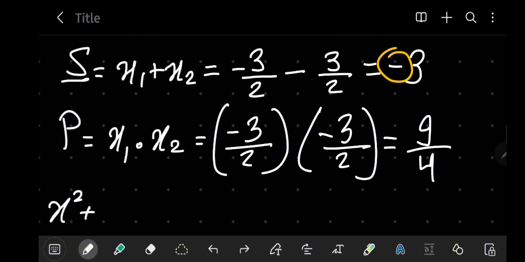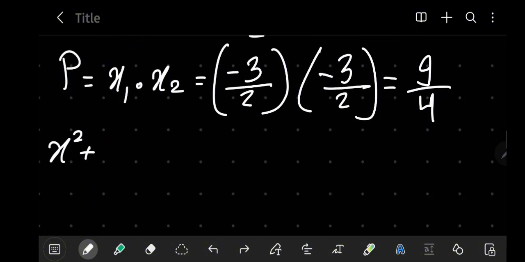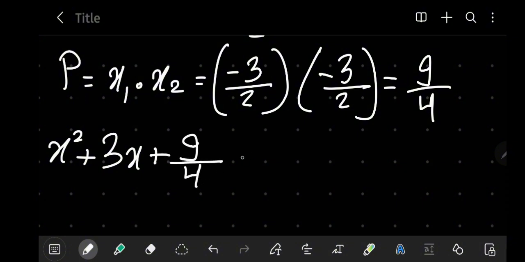Okay, so now back to the equation. We got plus sx this time because the s is minus itself. So minus times minus is plus, because the official rule is minus sx and it's minus 3. So plus 3x plus 9 over 4, because it's p, equals 0. This is the final equation.